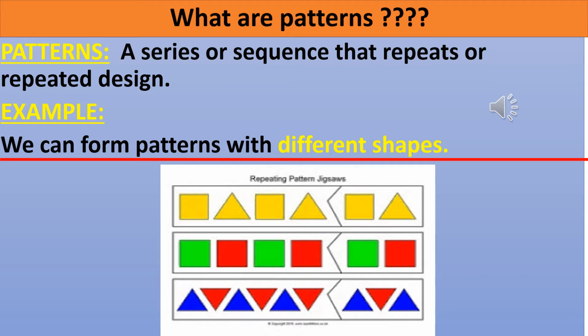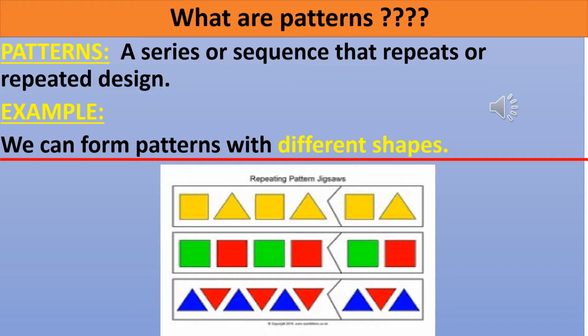So in the second line, it's square again, but the difference is in color. It's green square, then red square, green square, then red square. Then again green square, then red square. In the next, it's again triangles, but the color difference is there. See, it's blue triangle, red triangle, blue triangle, red triangle, blue triangle, red triangle. Then again blue, red, blue. So it becomes a complete pattern. This is about pattern. This we will do in our revision 1.